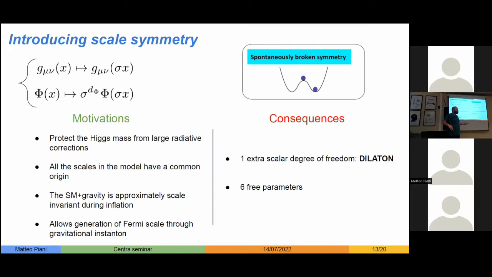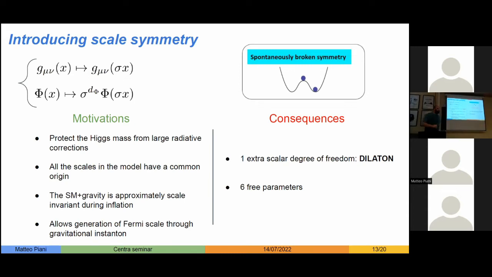But this, of course, cannot be forever, because now we have the Planck scale, we have the Fermi scale, so there are mass scales in physics. It's not like we can get rid of them without consequences. So we need this to be a spontaneously broken symmetry. We have a regime in which this symmetry will be active, but at some point we need to break the symmetry and generate these scales.